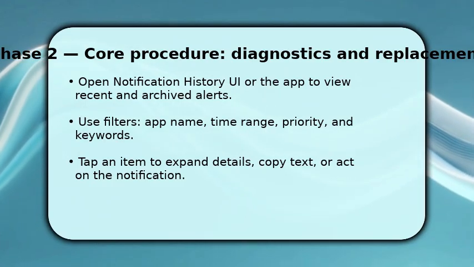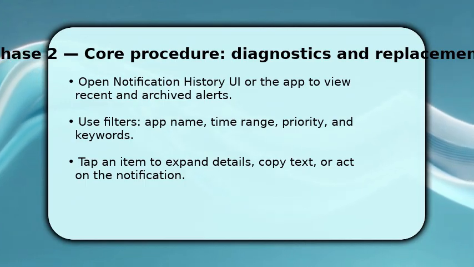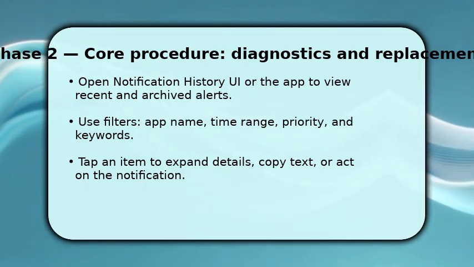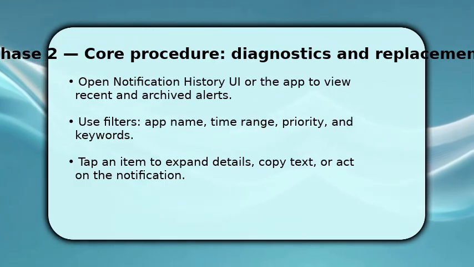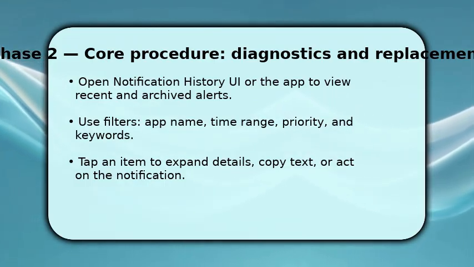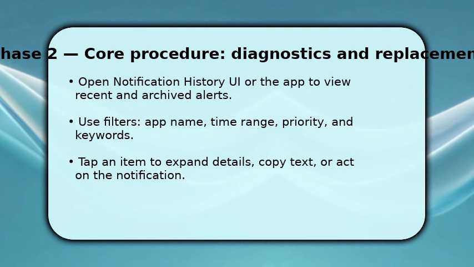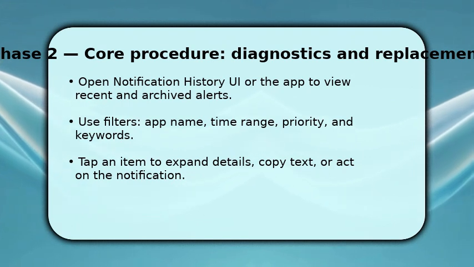Once filtered, expand any item to read full text, view actions, or copy contents. This lets you reissue responses or save important data. If you need persistent records, export selected entries to a file or share them. Keep in mind that retention duration depends on system limits, so export what matters before it ages out.